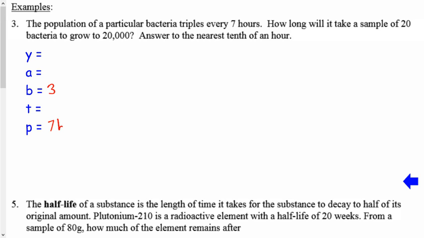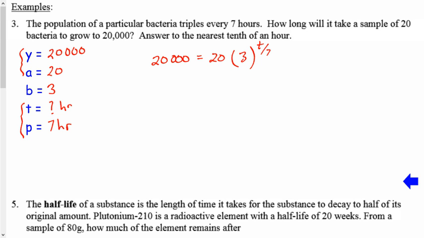So I'm going to stick the units here again, because if my units for P are hours, my units for T also have to be hours. How long will it take? Well, that's what I'm going to be solving for, the time here. For the sample of 20 bacteria, so that's my initial amount, 20 bacteria to grow to 20,000. And again, as we've looked at previously, these two terms have the same units, so these are bacteria. These two also have the same units, and in this case, it's going to be a time in hours. With this much information, we can write our equation.